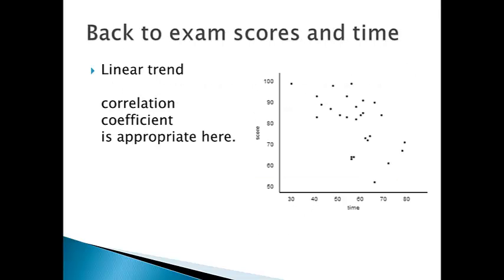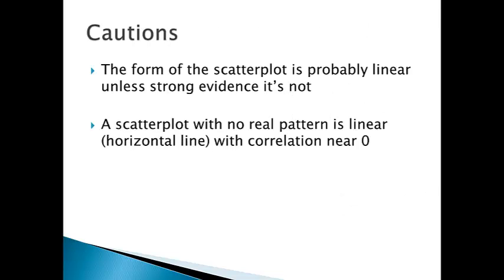Back to the exam scores and time data set, here we do have a linear trend. The correlation coefficient is appropriate at around negative 0.56. A couple of words of caution. The form of the scatter plot is probably linear, unless there's really strong evidence it's not.